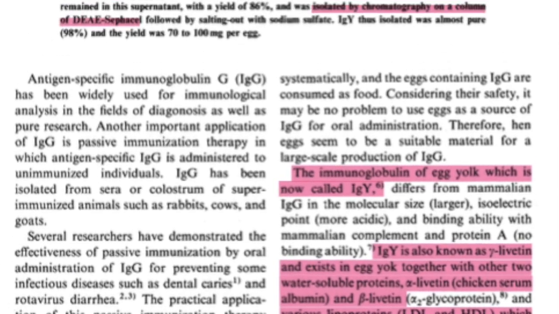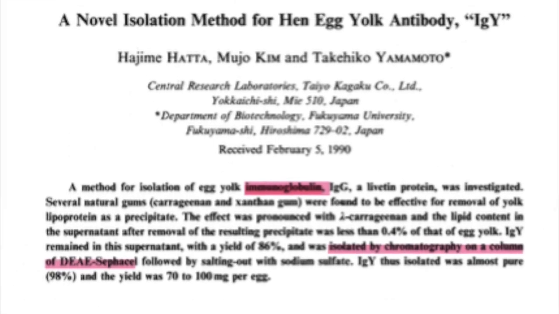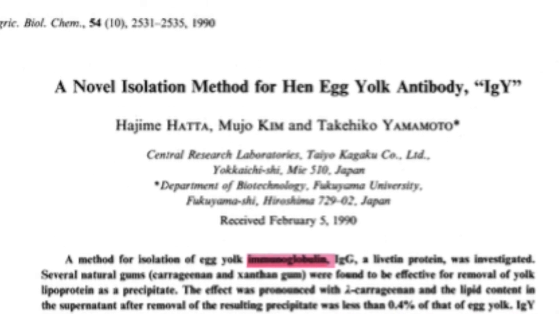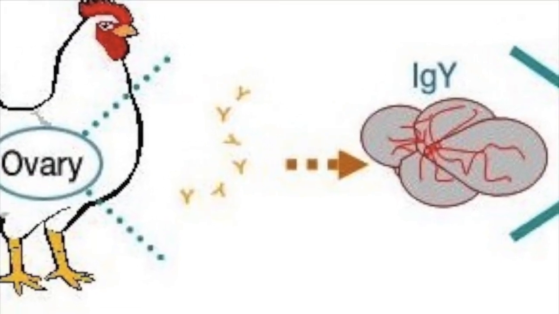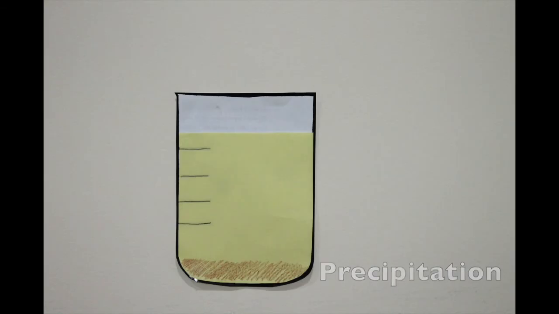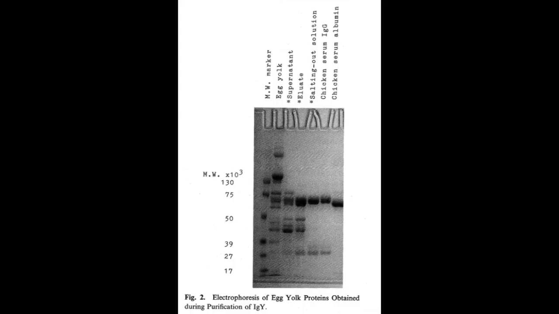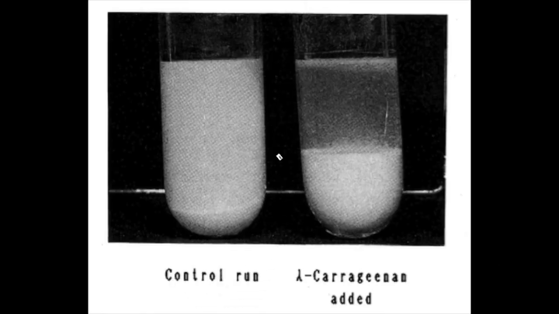Here we have a case of protein isolation, which is isolation of hen egg yolk antibody IgY. IgY is an antibody present in egg yolk. The methods that were used for isolating were precipitation, ion exchange chromatography, and electrophoresis.